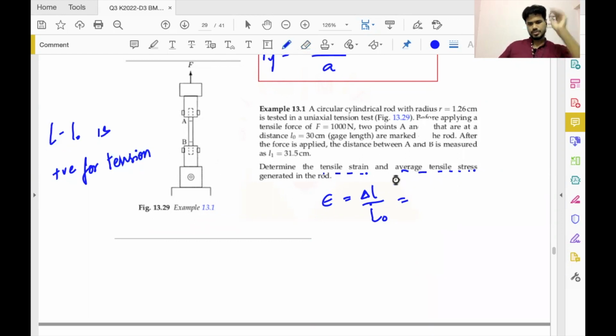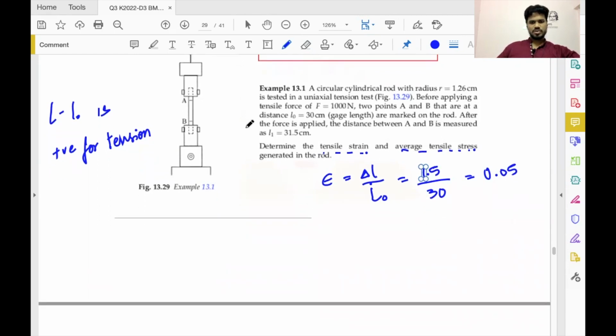Tension, okay, so this is L minus L naught. Delta L should be 1.5. L naught is 30 centimeters. Both are in centimeters. Strain has no units. So what is this ratio? 0.05, which is typically quite high for a strain measure.